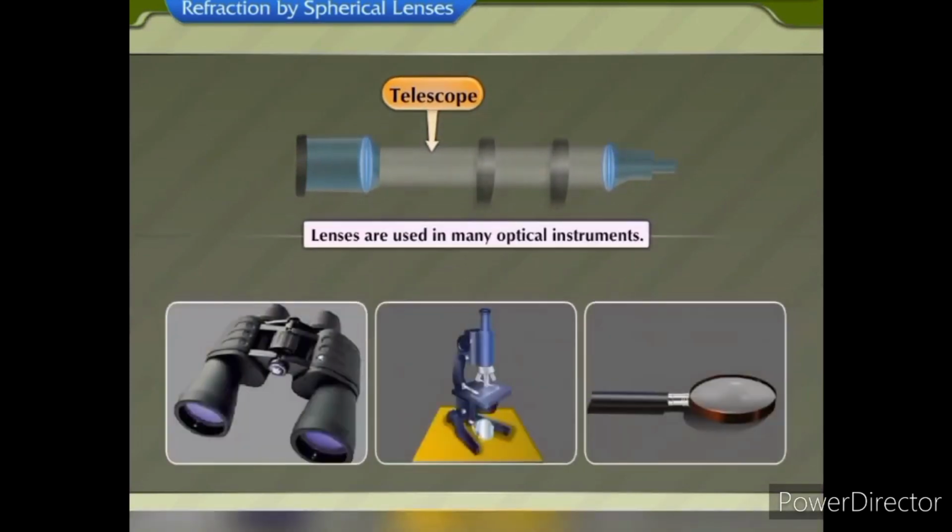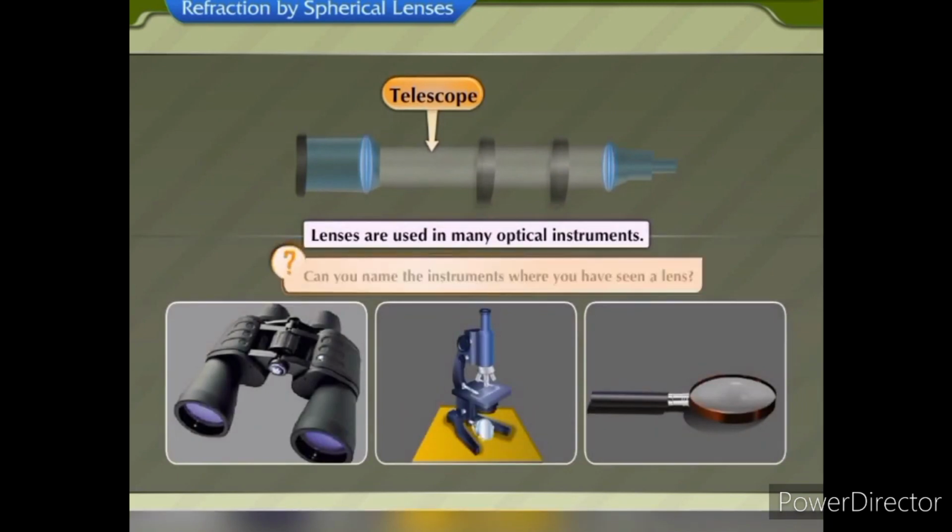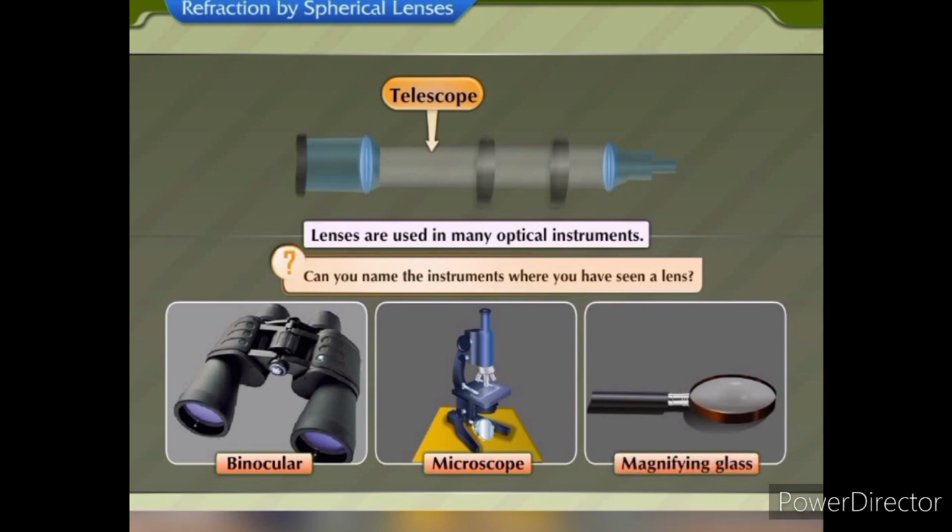Lenses are used in many optical instruments. Can you name the instruments where you have seen a lens? Binoculars, microscope are the instruments which use lenses. A magnifying glass is a very common instrument in every household. This is also a kind of a lens.